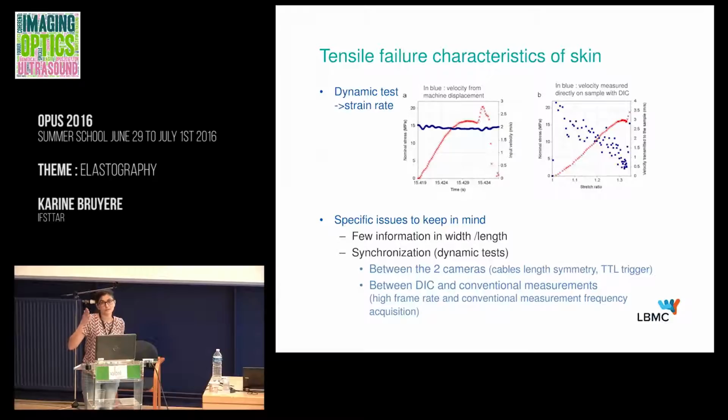And this increase in the strain rate explained the peak we had on the forces. This was due to a system of sliding grips for dynamic testing. With the DIC, we detected that, and we observed that it was very important to measure directly the strain rate of the sample.